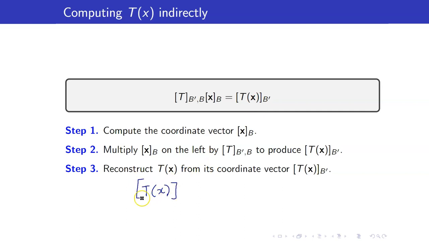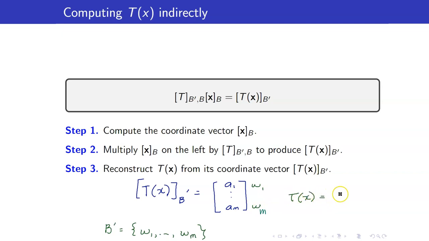Since we already have T of X with respect to B prime, suppose that is A1 up to AM. Take note that these are the coefficients of the ordered basis B prime. So suppose that B prime is W1 up to WM. So this is the coefficient of W1 and so on. Which means that what is our T of X? Our T of X is A1 W1, A2 W2 up to AM WM.